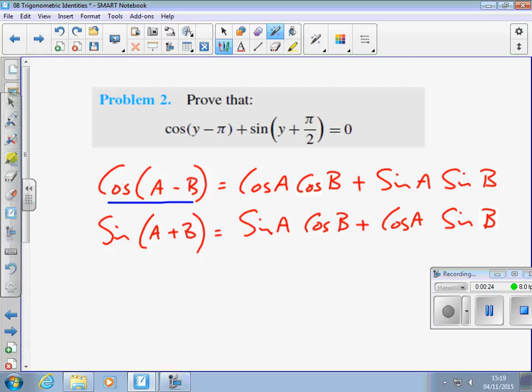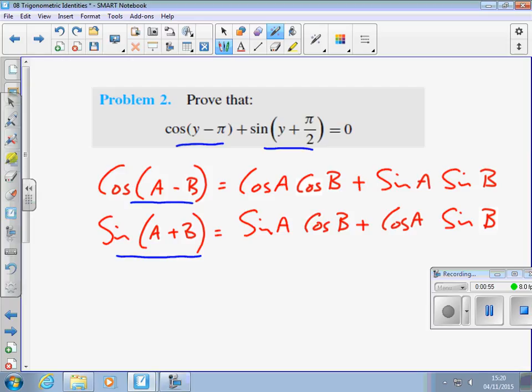They're useful because, look, cos(A minus B) can be used to rewrite this bit, cos of (y minus pi). And this can be thought of as two separate angles, A and B, so I can use this identity to rewrite that one. So the first step is to rewrite this and this using these. I'll just pause while you do that. Use these two compound angle formulae, here and here, to rewrite these two terms.